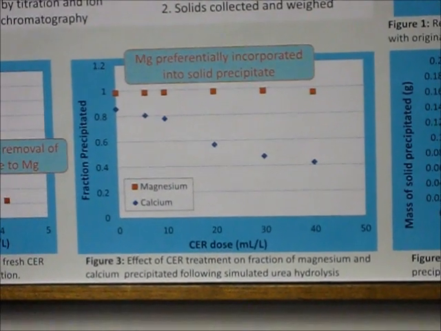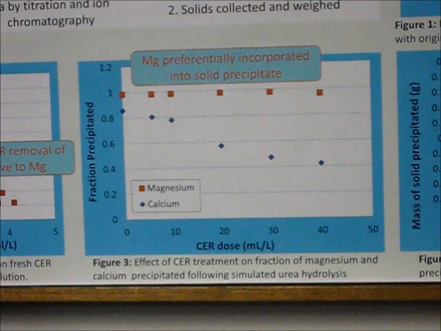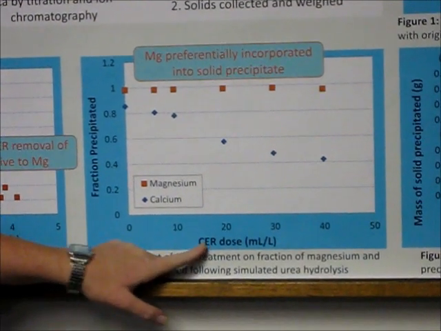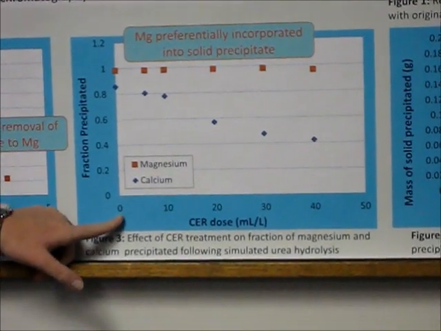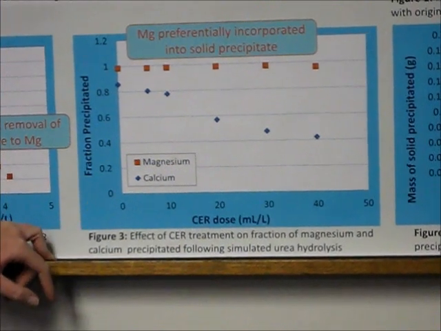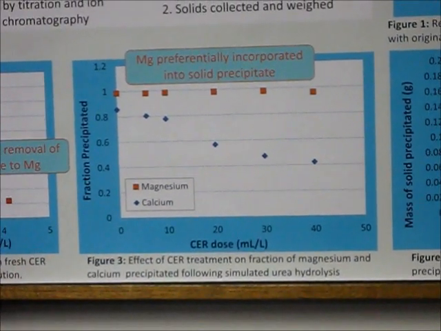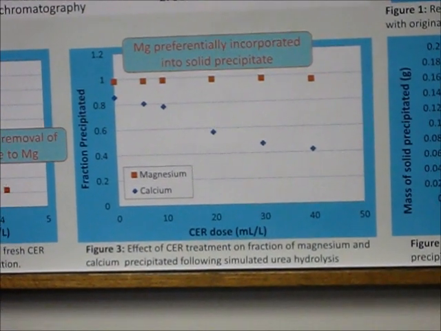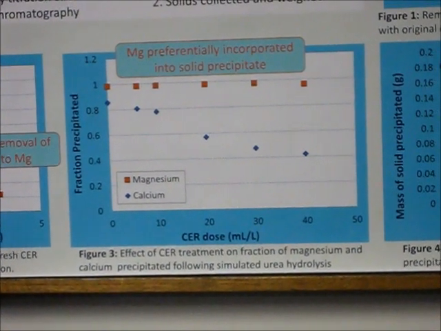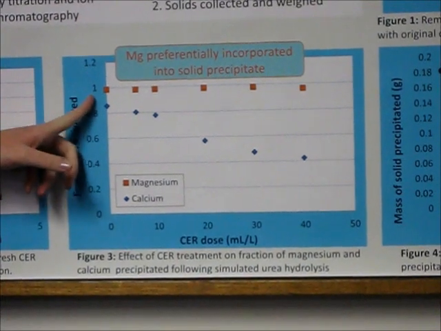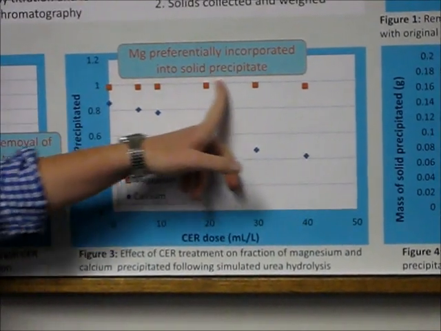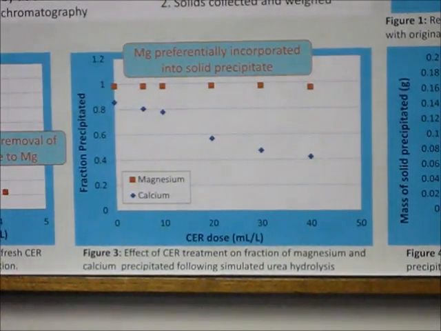Here we have the first results graph from the second half of the experiment. You can see the cation exchange resin dose in milliliters per liter on the x-axis and fraction of magnesium and calcium precipitated on the y. And even though we were able to see magnesium removal with cation exchange resin treatment, at every resin dose, 100% of the magnesium is formed into the solids.